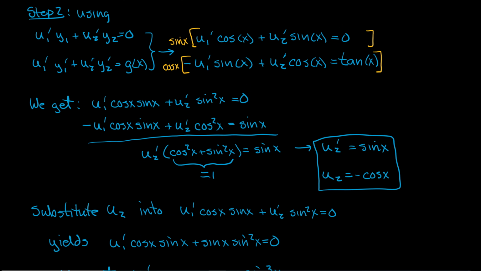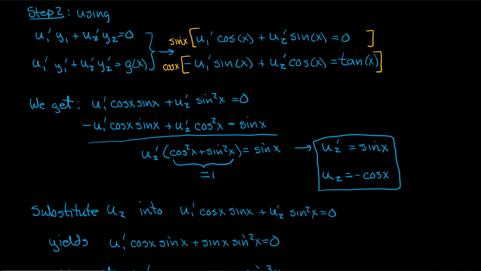Well, substituting in cosine for y1, sine for y2, we get this first equation on the right-hand side. In the second equation, we want y1 prime. Well, the derivative of cosine is negative sine. That gives us our first term here when we substitute in negative sine. We want u2 times y2 prime. Well, recall that y2 is sine, the derivative of sine is cosine. That gives us our second term right there. And in the second case, we're working with the non-homogeneous, so we set it equal to tangent of x.